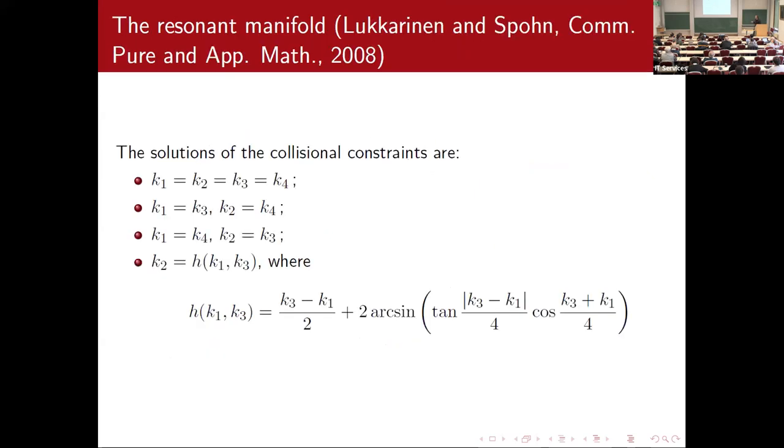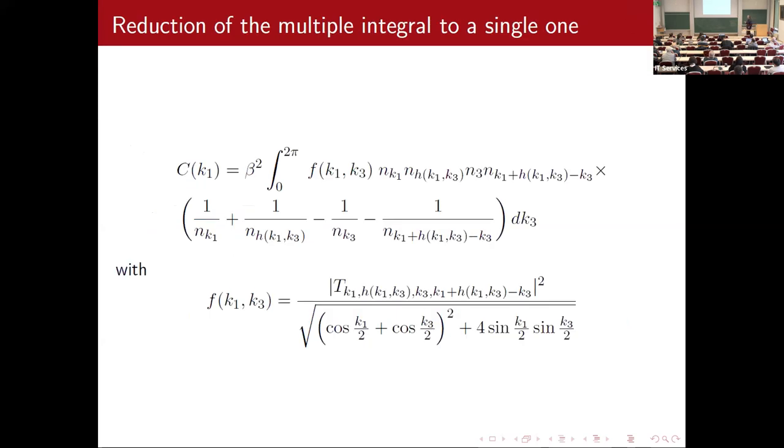This has been done by Lukkarinen and Spohn again in a paper in 2008. There are trivial resonances for which k1 is equal to k2 and k3, all the wave numbers are the same, or they are in pairs, k1 equal to k3 and k2 equal to k4, which means the waves are not interacting. Or there is the non-trivial resonant manifold, in which if you give two wave numbers k1 and k3, you get the wave number k2 and also the wave number k4. This is important for us because we can use it to reduce our triple integral into a single integral, so at the end we only have to solve this integral numerically, where f(k) is just this function here. This all comes from the Lukkarinen and Spohn paper.